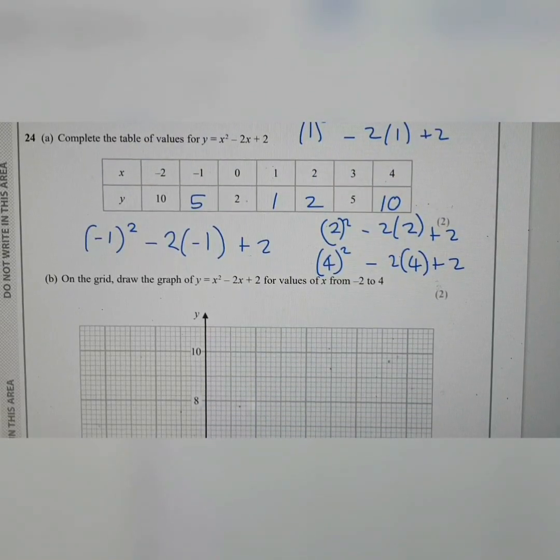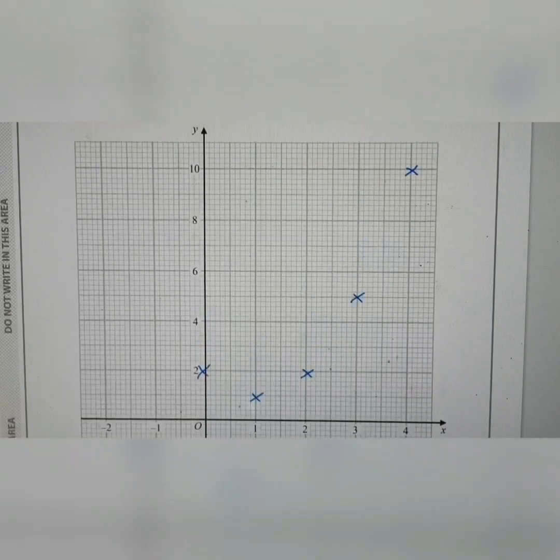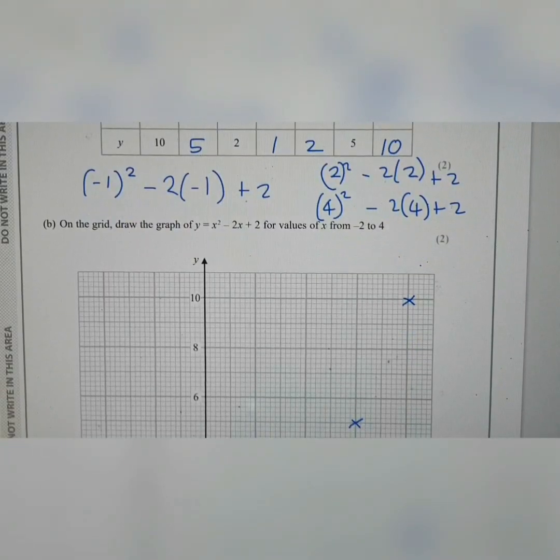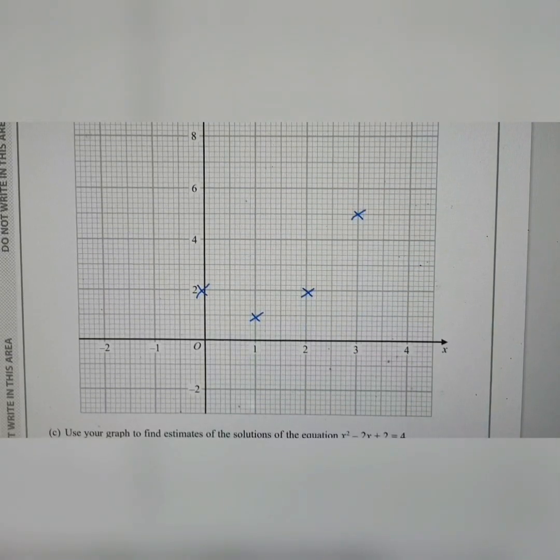3, 5, and 4, 10. Because it's a quadratic graph, it will look like a U shape, a parabola. So there's a line of symmetry there, which you're going to see when we complete the curve. So -1, 5 and -2, 10 are the last 2 points to plot. Minus 1, 5. So minus 1 is here, go up to 5. And minus 2, 10.